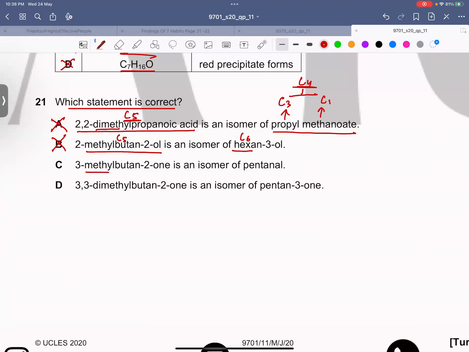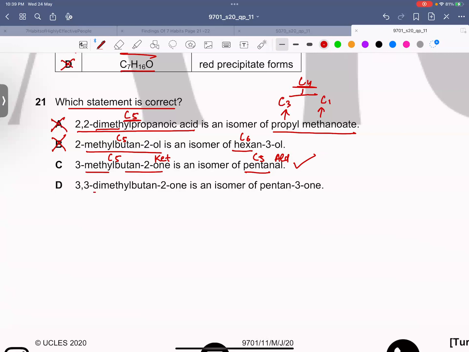Now, 3-methyl and butan-2-one. Again, 1 carbon over here and 4 carbons over here, which makes 5 carbons. And this one is an aldehyde. If you recall, I told you that aldehydes and ketones are functional group isomers if they have the same number of carbon atoms, which means this statement is correct. So if you have a clear concept about isomerism and remember those points and the theory, there is no need to draw them.